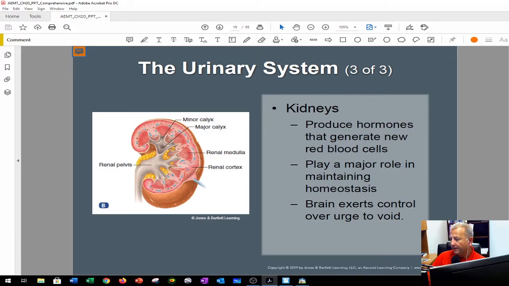Let's see if there's anything else in here. There is. When the kidneys lose their ability to function, urine is going to back up, and so we call it urea. What happens is it ends up being absorbed into the blood, and that leads to a condition called uremia.